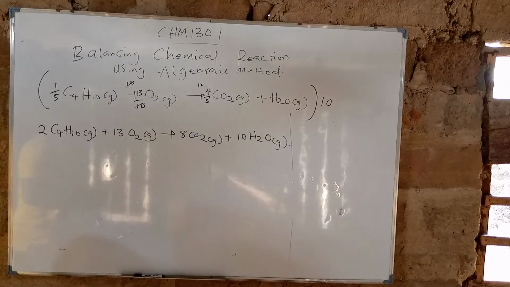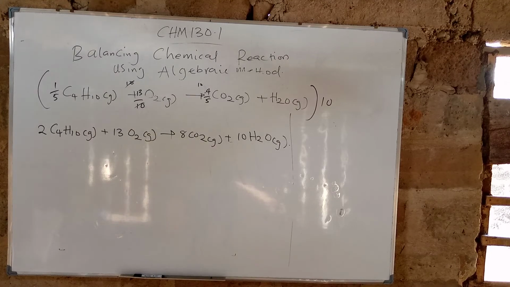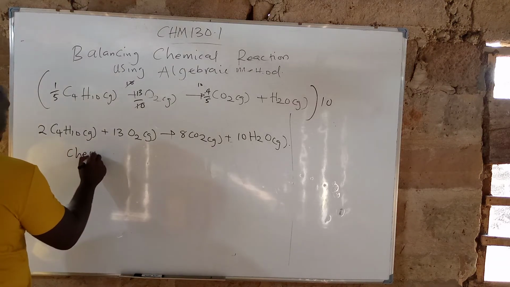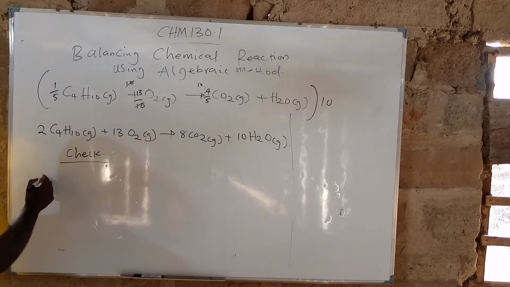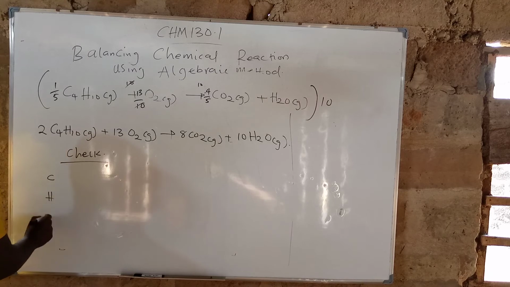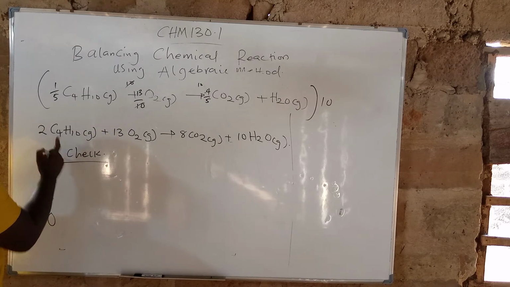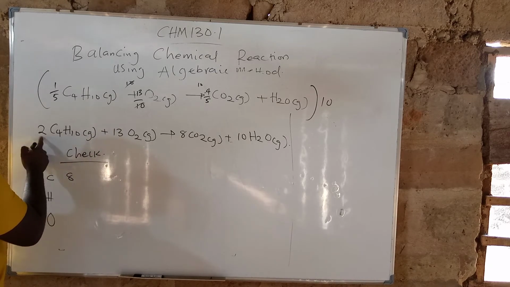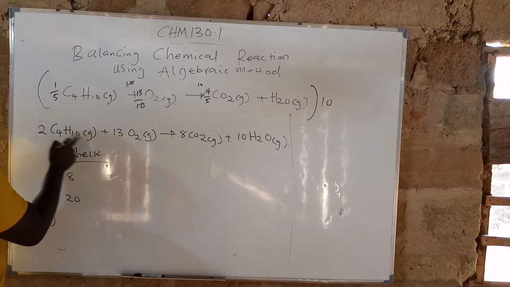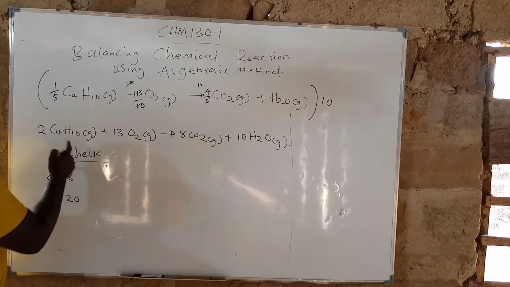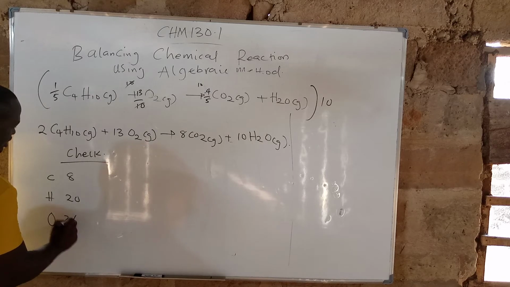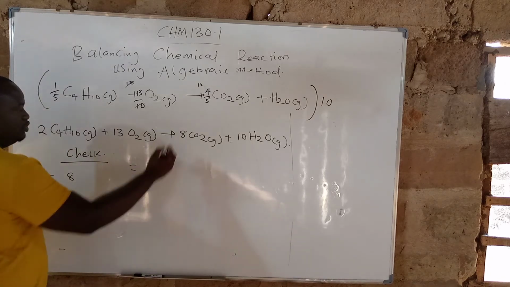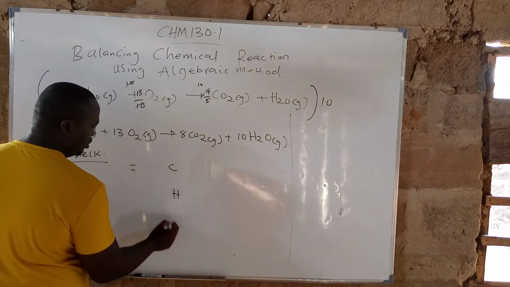Now if you are confused about your answer, we can do what we call check inspection to be sure. So right now, I want to check my answer to be sure. I have carbon, hydrogen, and oxygen. In this place here, my carbon is 8. My hydrogen is 20, 10 times 2, 20. And then my oxygen is 26. That's the reactant side. Let me go to my product.